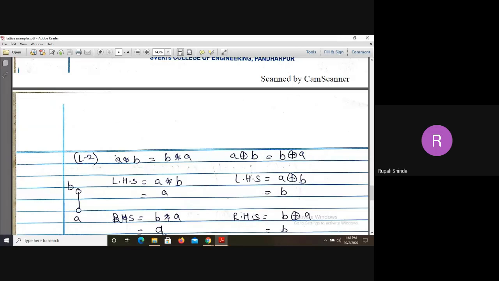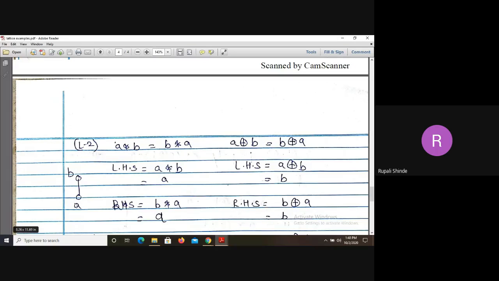So consider LHS first. LHS we have written as A star B. So now your lattice is containing two elements A and B. So A star B means what? Greatest lower bound of these two elements. So what is the greatest lower bound? A. So that is written here. So value we got for LHS is A.